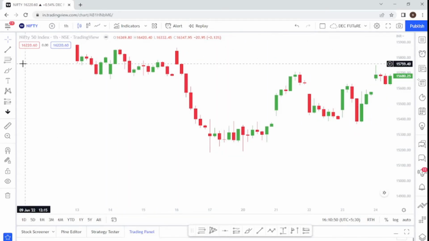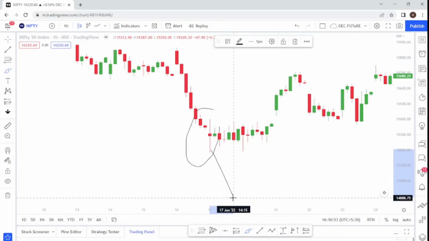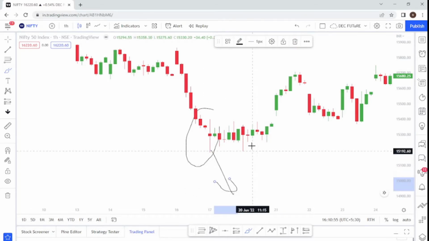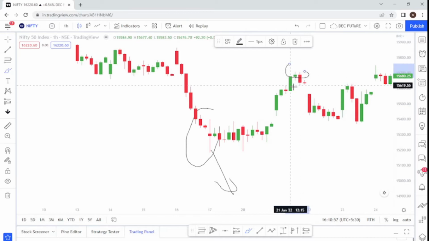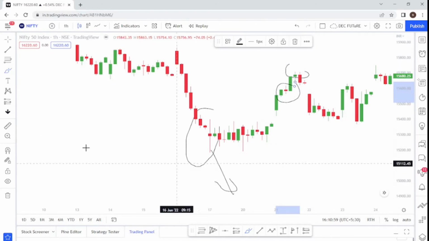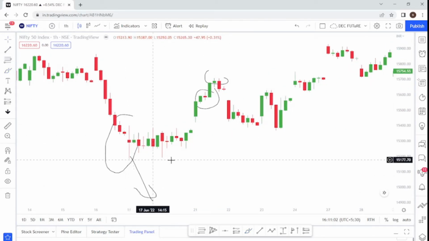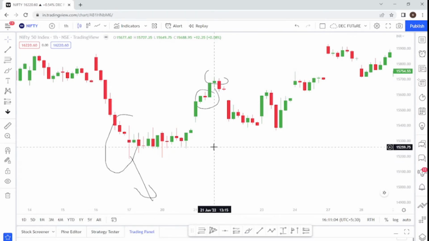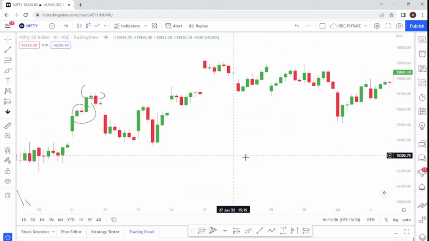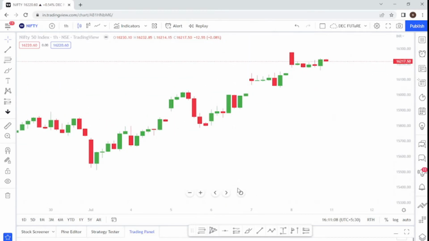Now here, if you see this particular thing, the first one is a spinning top, right? Here also we have one. So it can form in any time frame, but the idea will be the same. It will either reverse or it will continue the trend. So whichever side the prices move, you have to take a trend decision.